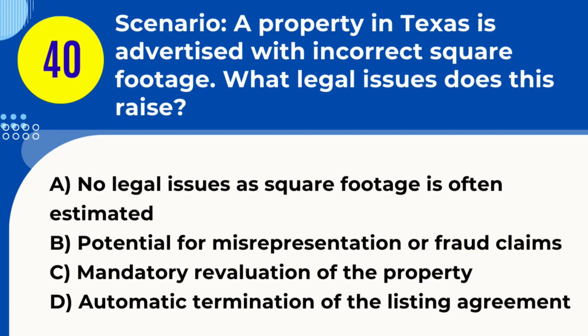A. No legal issues as square footage is often estimated. B. Potential for misrepresentation or fraud claims. C. Mandatory revaluation of the property. D. Automatic termination of the listing agreement. Answer. B. Potential for misrepresentation or fraud claims. Explanation. Advertising a property in Texas with incorrect square footage can lead to legal issues, such as claims of misrepresentation or fraud, especially if the error is significant and impacts the buyer's decision-making.